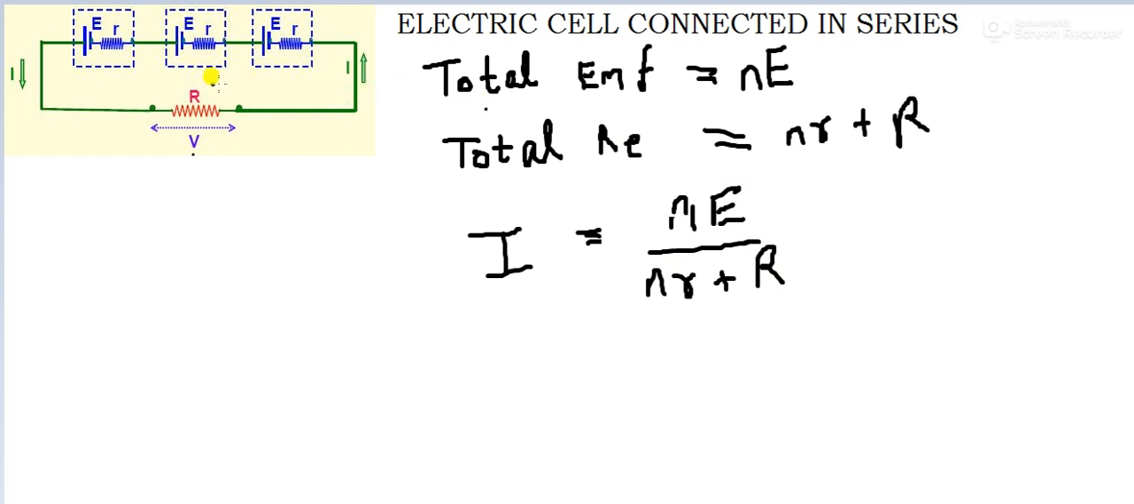Now if you want to find the value of V, the formula is I into R. Now I is this, so value of V would be I into R. You can substitute the value of I here multiplied by R, and you will get the potential difference across this external resistance. These are the formulas which are useful when electric cells are connected in series.